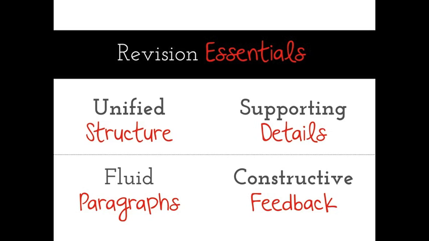So a few revision essentials are having a unified structure and achieving unity or cohesion. It's also about strong supporting details. Revision also includes creating fluidity or fluid paragraphs that flow clearly one into the other. And then finally, revision should include some constructive feedback. This could be self-review or peer review. It could be attending a writing center. It could be consulting with your professor.